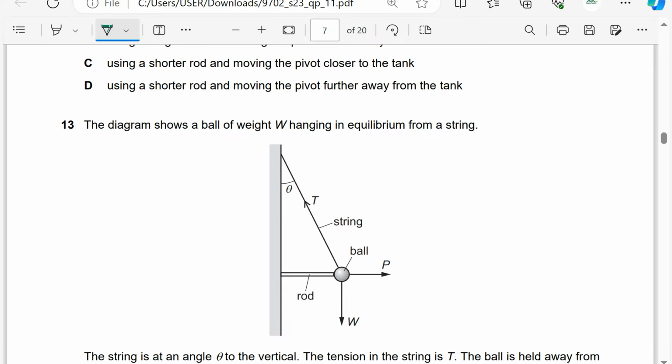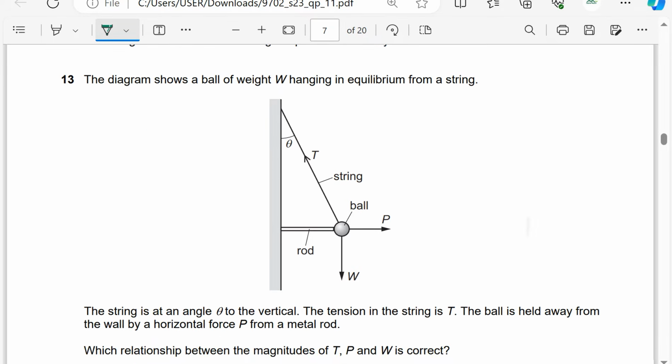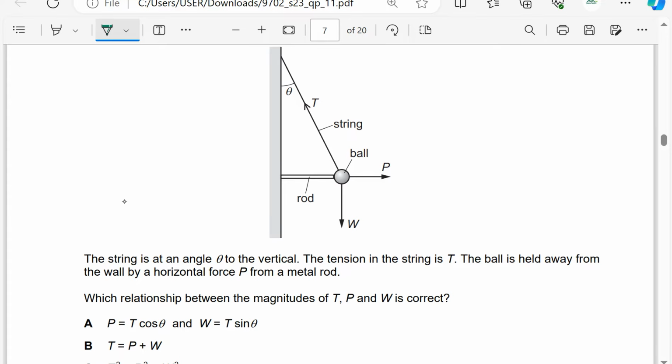The diagram shows a ball of weight W hanging in equilibrium from a string. The string is at an angle theta to the vertical. The tension in the string is T. The ball is held away from the wall by the horizontal force P from a metal rod. Which relationship between the magnitudes of T, P, and W is correct?